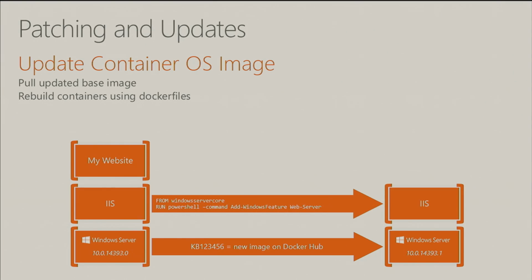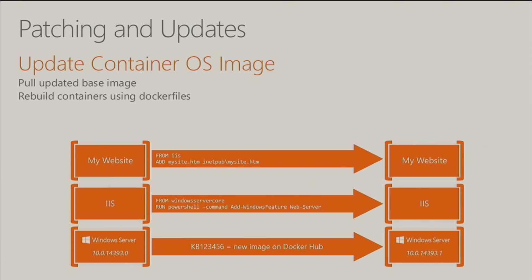So then we run our Dockerfile to build IIS. We say from Microsoft Windows Server Core, PowerShell, install the role. We've got a new IIS image, right? Same thing for the website layer. We run the same Dockerfile, and we rebuild the website.